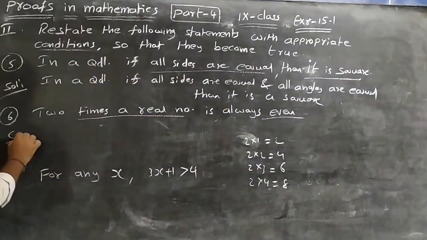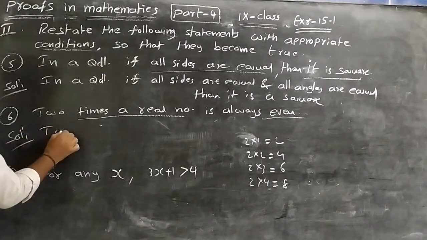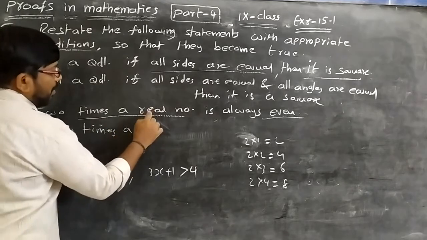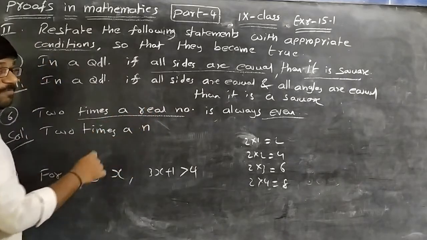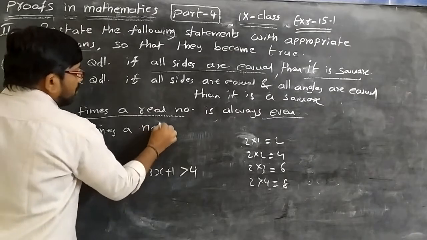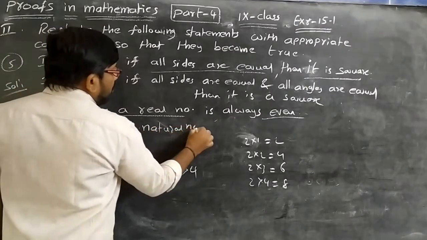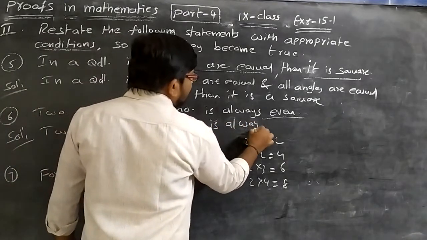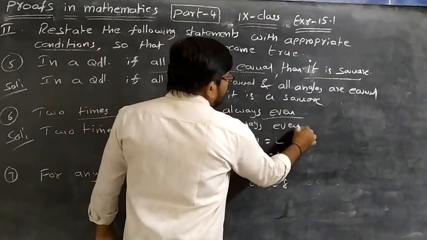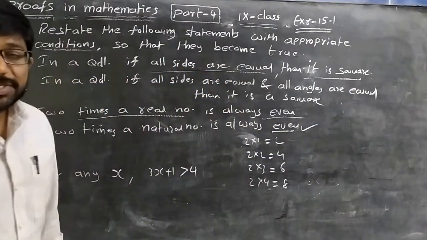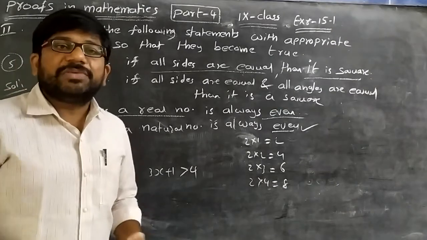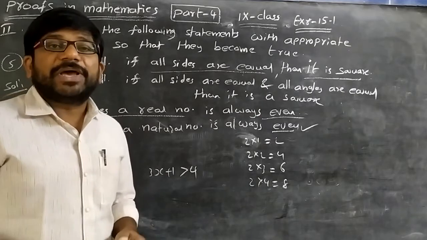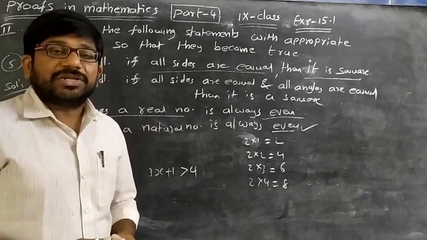Yes, write the correct statement. 2 times a natural number, so write natural instead of real. 2 times a natural number is always even. It is correct, right? So in this way, when a false statement is given, we write the correct statement by writing a suitable condition, right?